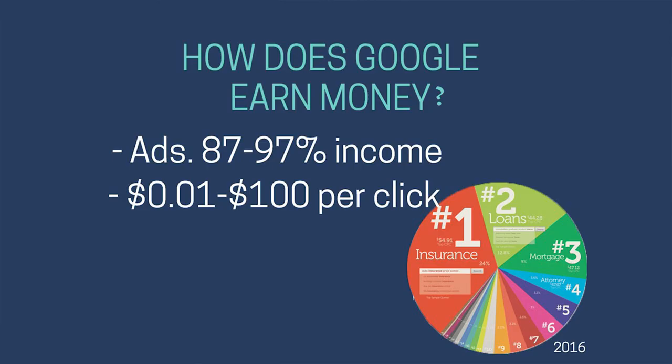So Google earns about 78 to 97% of their income by using advertising. So you pay a cent to $100 per click. And in 2016, insurance was the most paid for click.